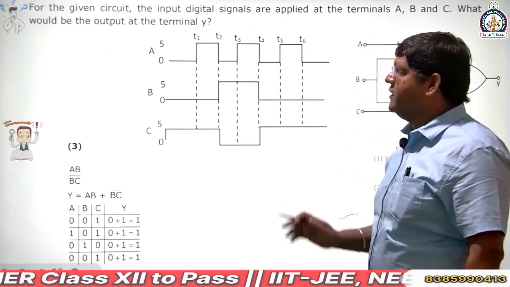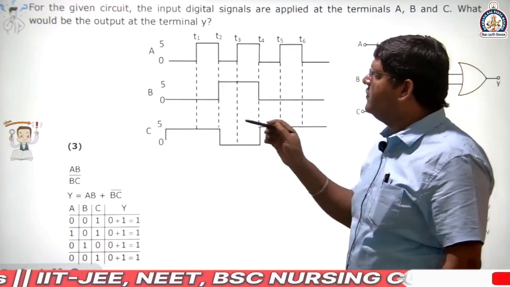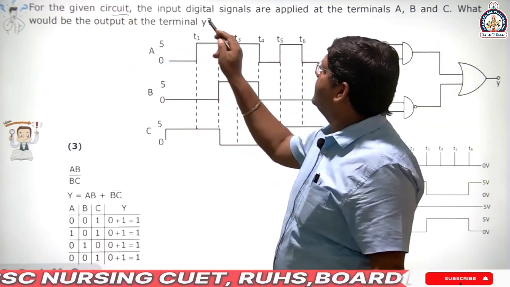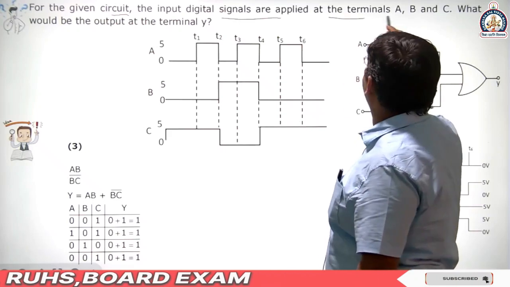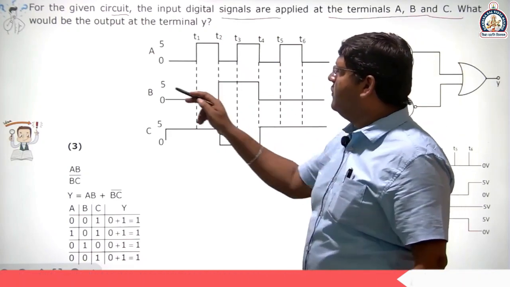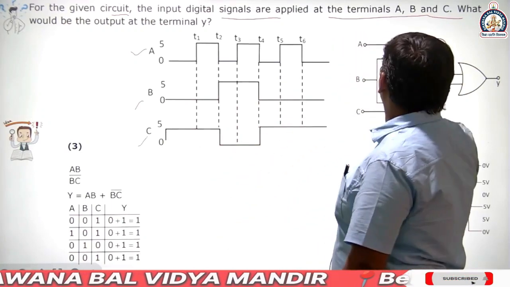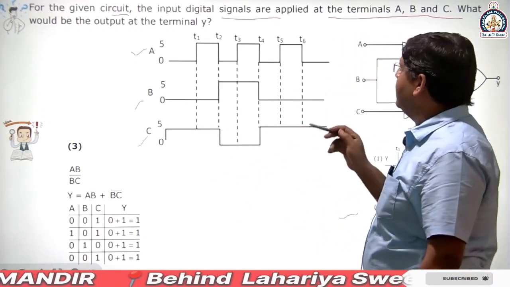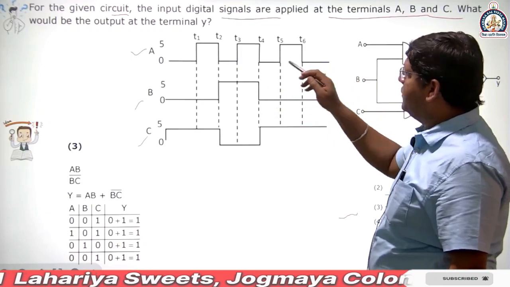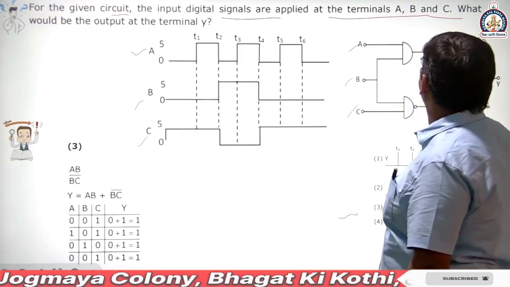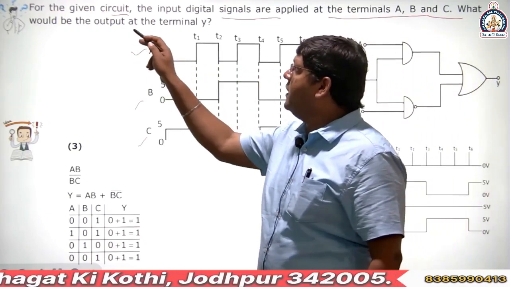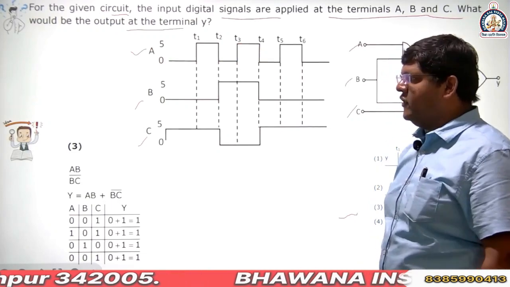The last question is from your topic logic gate. The question says, for a given circuit, the input digital signals are applied to the terminals A, B and C. Now we are provided with three inputs A, B and C, and these are applied to the terminals. What would be the output? We have to calculate the value of the output.